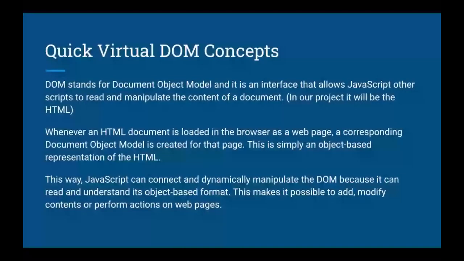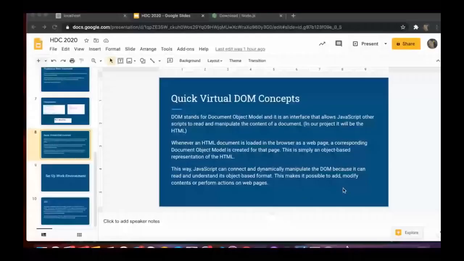So quickly, whenever an HTML document is loaded in the browser, which in our project is going to be the content document that the JavaScript is going to be able to manipulate, it creates an object-based representation of that HTML. So it's not the actual HTML, it's just an object-based representation. This way, JavaScript can connect and dynamically manipulate that DOM because it can read and understand its object-based format. It makes it possible to add, modify content, or perform actions on web pages.